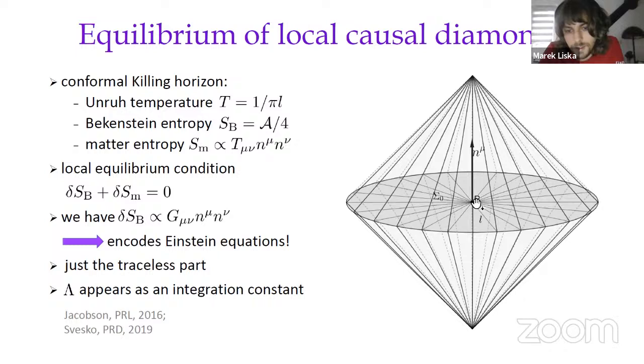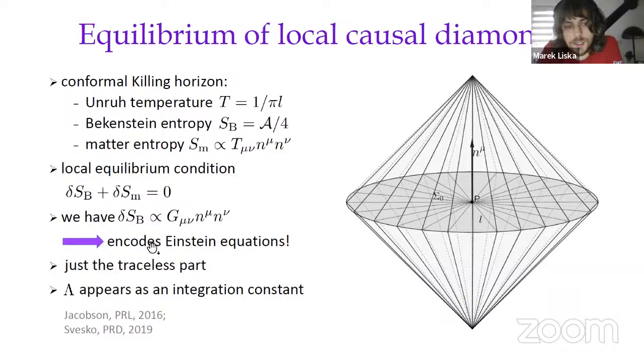Lastly, we can invoke, and this really must be an assumption of the model, the Einstein equivalence principle to say that the same equation, if it's valid in one point, must be valid throughout the spacetime. We can do the same construction in every spacetime point, and because the local physics is Lorentz invariant, we will find the same answer everywhere. And then we recover the full Einstein equations.